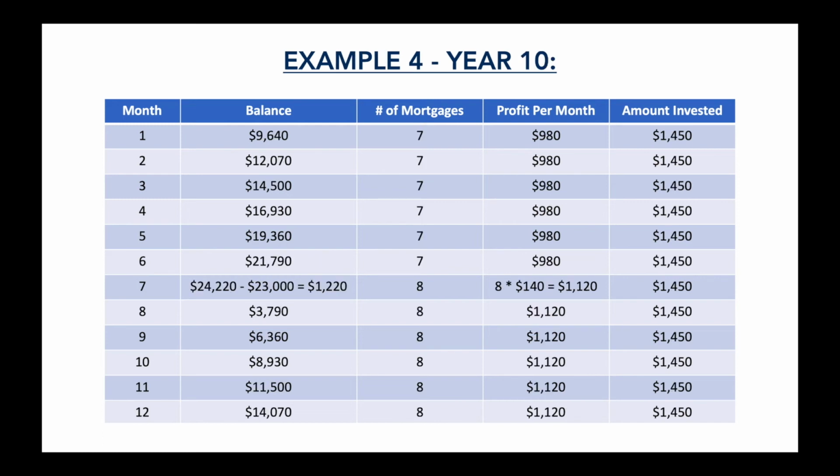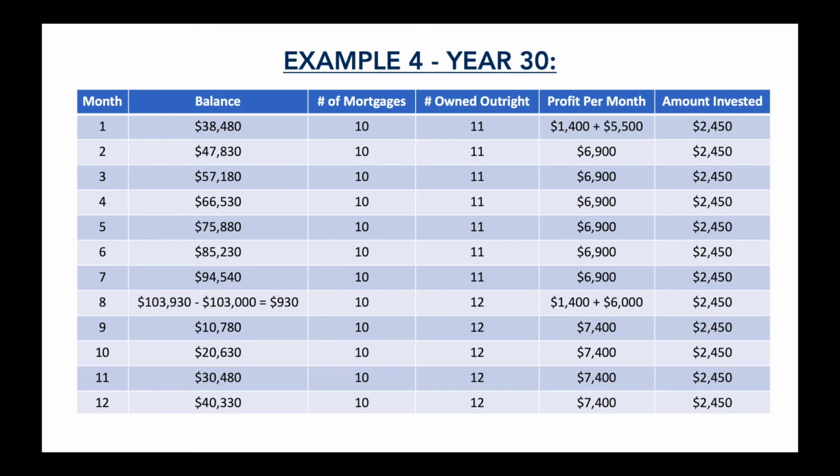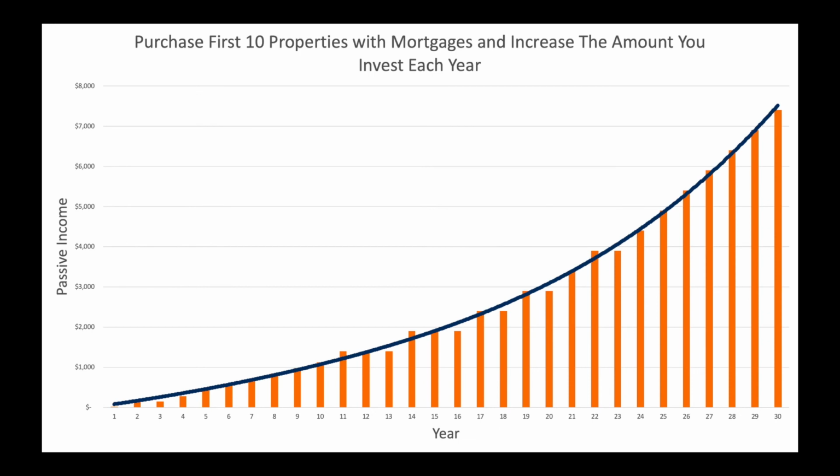So here at year 10, you can see that we end the year with 8 mortgages and a profit of $1,120. In year 20, you've used up all of your 10 mortgages and you own 3 properties outright. So your profit per month is $2,900. In year 30, you're able to purchase your 12th property. So at the end of the year, you have 12 properties owned outright, 10 properties with mortgages, and a total profit per month of $7,400. Here's the graph showing your exponential growth and ending the 30 years with a passive income of $7,400.